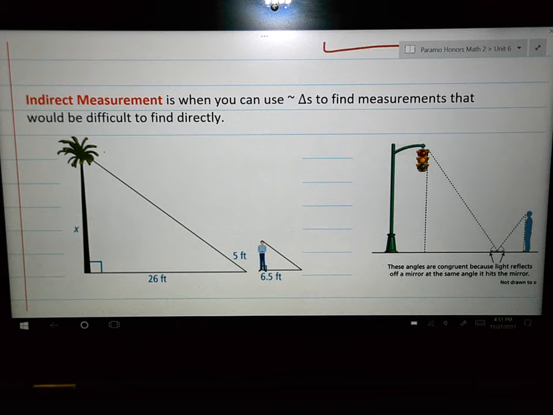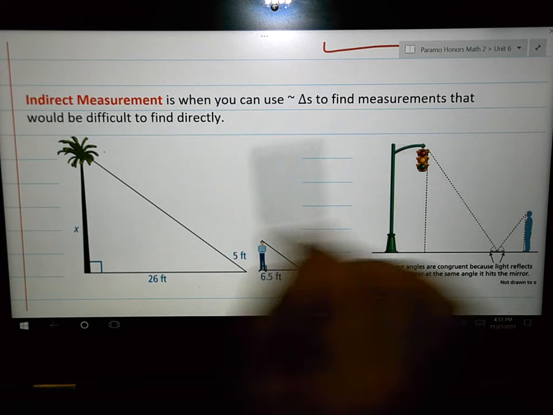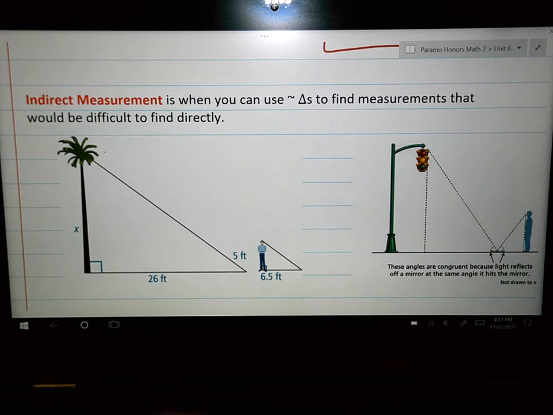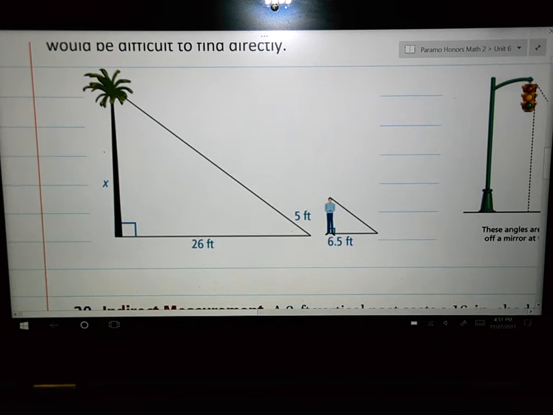Now that we are ready to roll. Indirect measurement is when you use similar triangles to find measurements that would be difficult to find directly. The way this is used in real life are like these two examples that you see here. The first example deals with shadows.